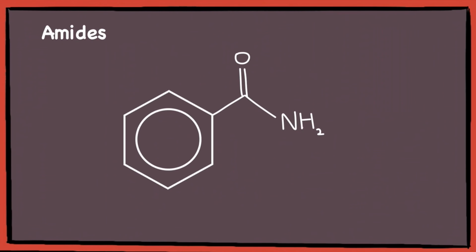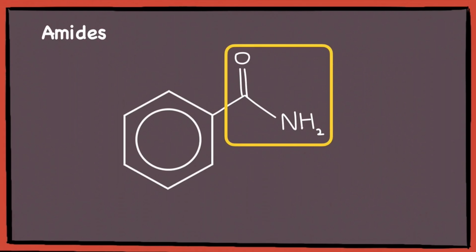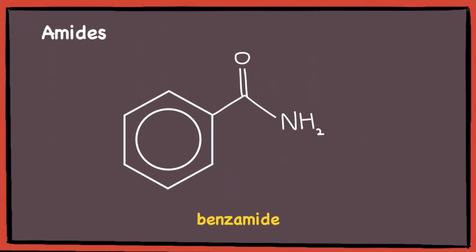As you can see, this is the amide group and it is directly attached to the benzene ring. Hence, this organic compound's name will be called benzamide.